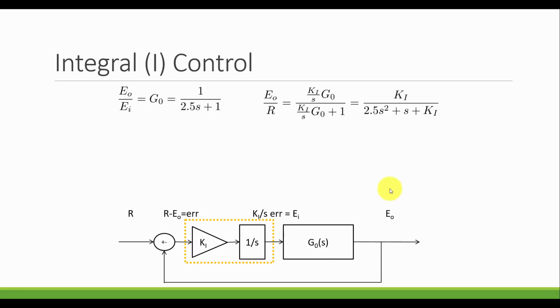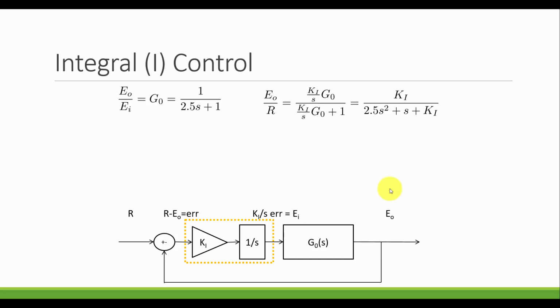We're going to multiply our controller, which is now Ki over S, times G out, and it's this negative feedback loop. So now we have Ki over S times G out, over Ki over S times G out plus 1. In the previous proportional case, it was just Kg over Kg plus 1. But now we have that 1 over S term built into our controller.